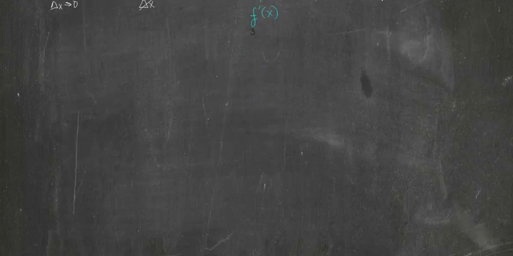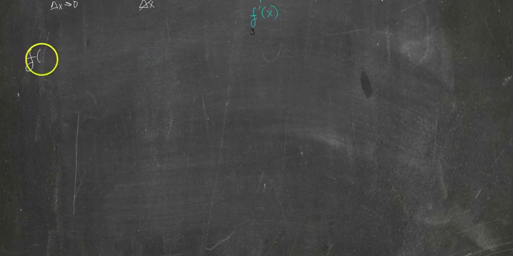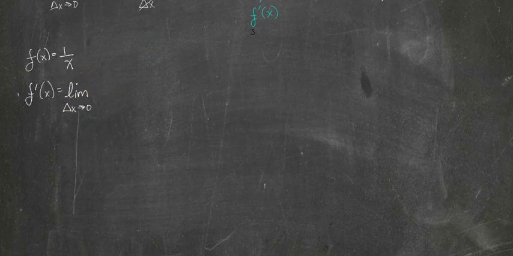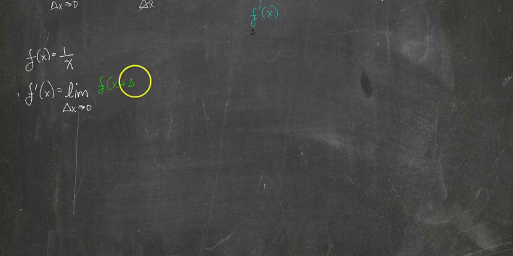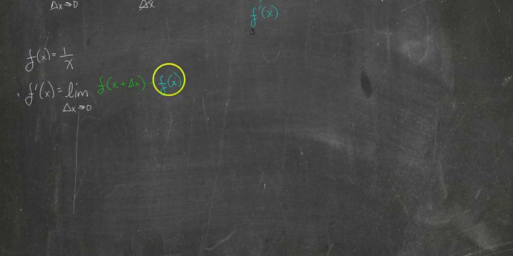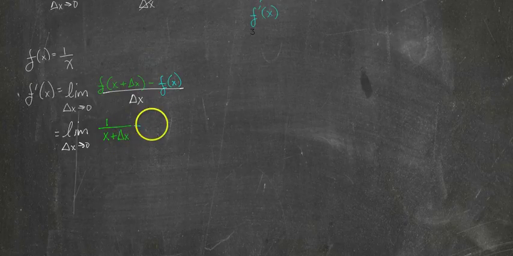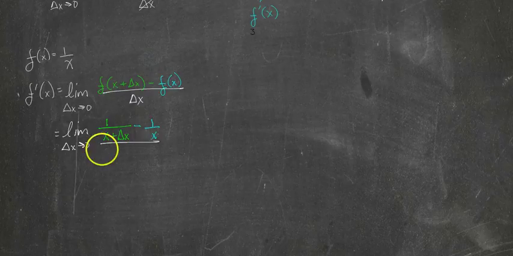All right, let's do another example. So let's differentiate the f of x, that means find the derivative of, by the way, 1 over x. So we want to find the derivative, f prime of x equals the limit as the change in x approaches 0 of f of x plus delta x minus f of x all over delta x. Now let's plug it in. The limit as the change in x approaches 0 of 1 over x plus delta x minus 1 over x all over delta x.